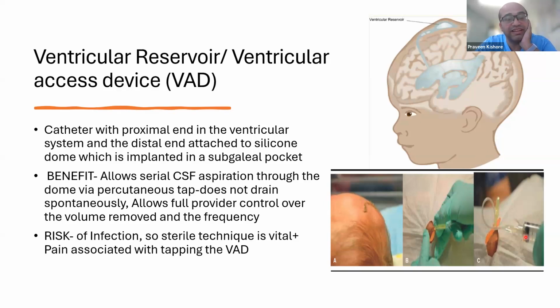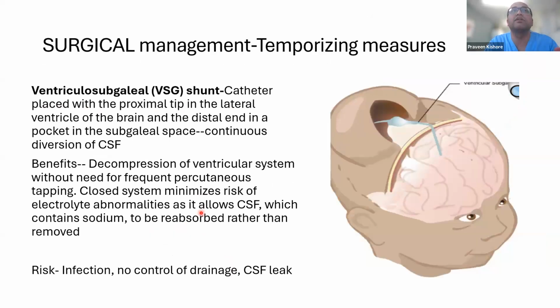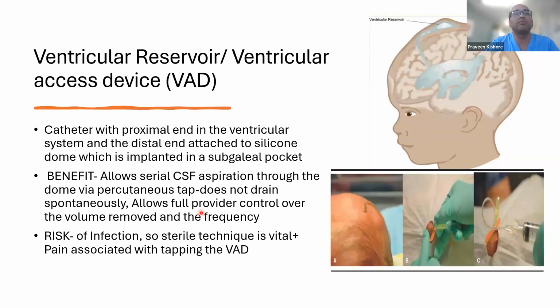It has to be done in a very sterile and aseptic manner because you are going to introduce a germ and then the baby will die of meningitis. So you have to be really careful. But it does allow full provider control over the volume removed, and you can choose how frequently you want to drain. So it gives you a good temporizing measure while you're waiting for the shunt to be put in. Sometimes they will not need a shunt at all. But the risk of infection is much higher as compared to the ventricular subgaleal shunt. The other problem is that every time you're poking this baby with a needle and you're sat there aspirating for 10 minutes, they are facing pain.